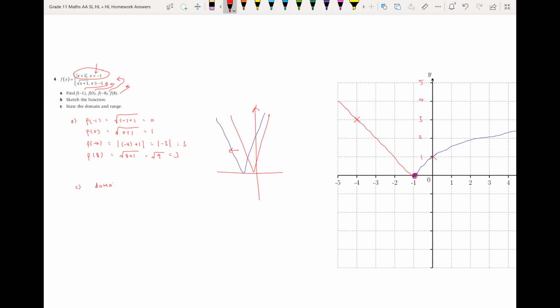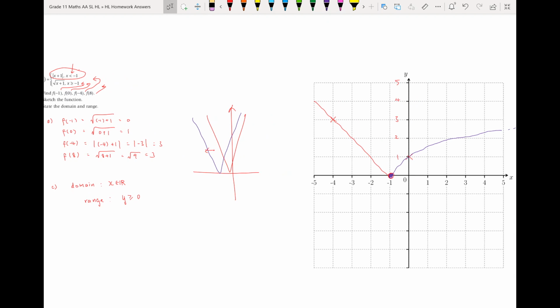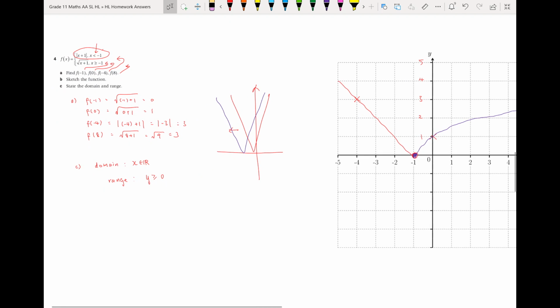The domain, again, it's all real numbers. The range, in this case, it's all non-negative numbers, because the lowest point is where those two curves intersect. Well, not sort of, exactly.